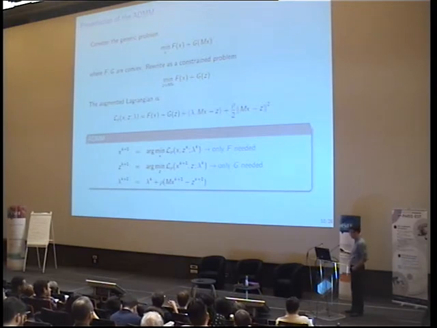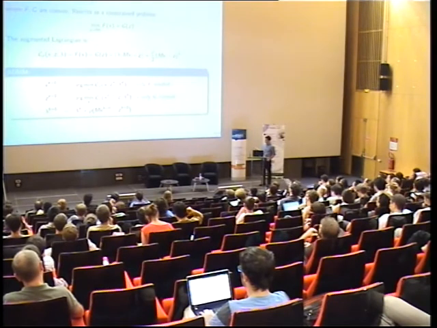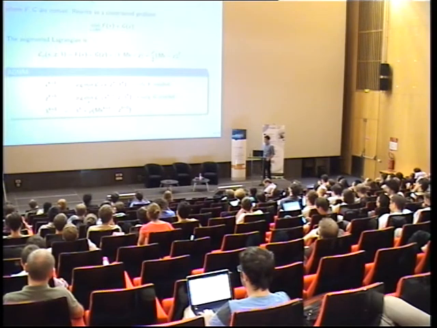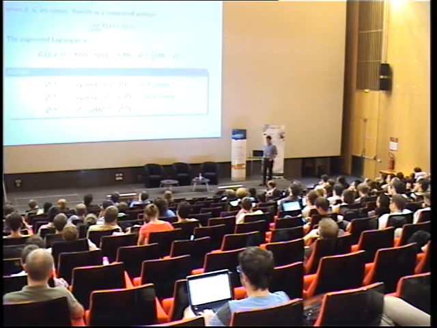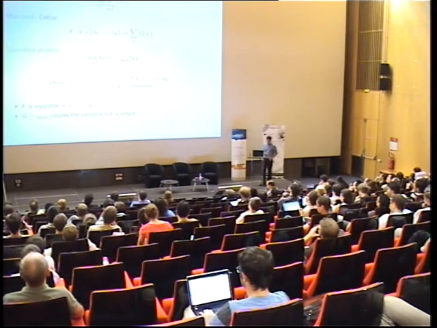And this is indeed a splitting algorithm, because if you look at the first step of the algorithm, if you want to minimize this function with respect to x only, then you don't need g. So the first step involves only the function f and not the function g. So it is indeed a splitting algorithm. So now we will go back to our problem and apply this ADMM.